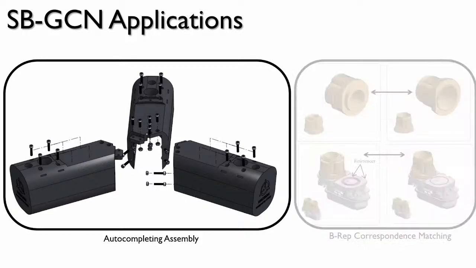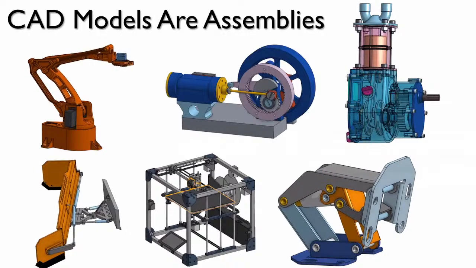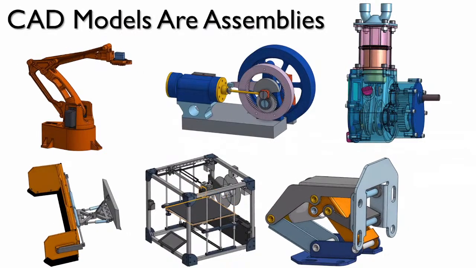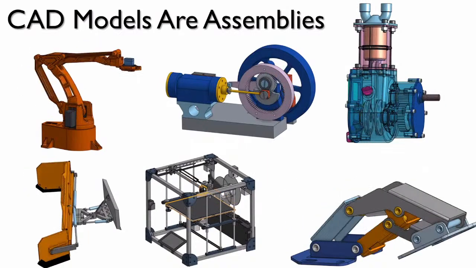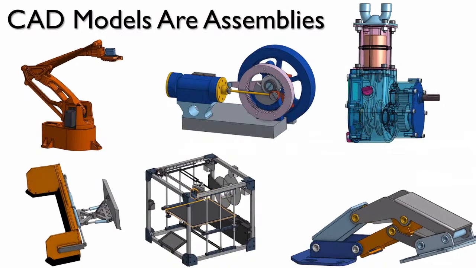So we'll start by talking about assemblies. Complex CAD objects aren't just one piece of geometry. There are a bunch of different pieces of geometry that interface, and the interfaces are defined by constraints between them that specify how they're connected and how they can move relative to one another.